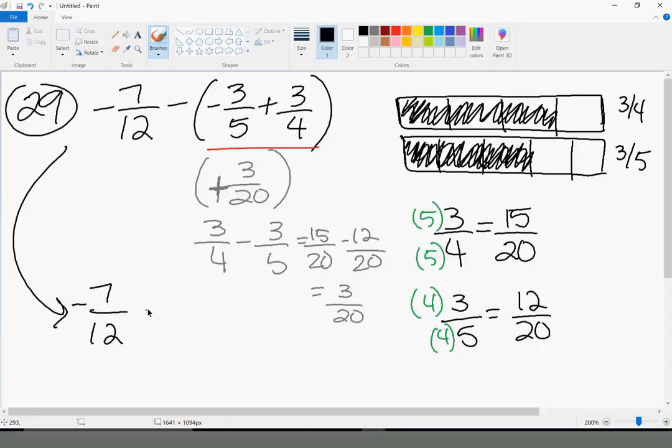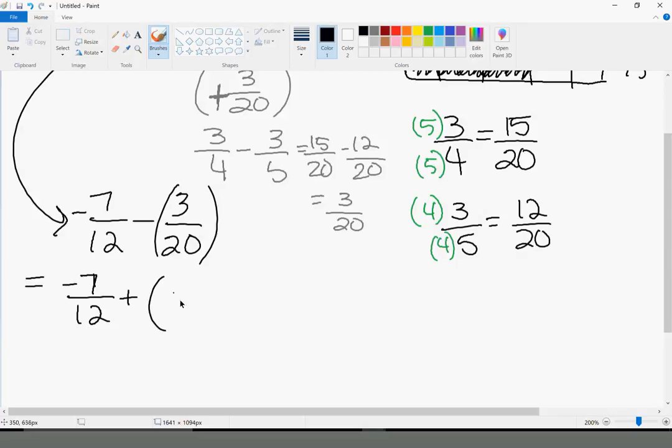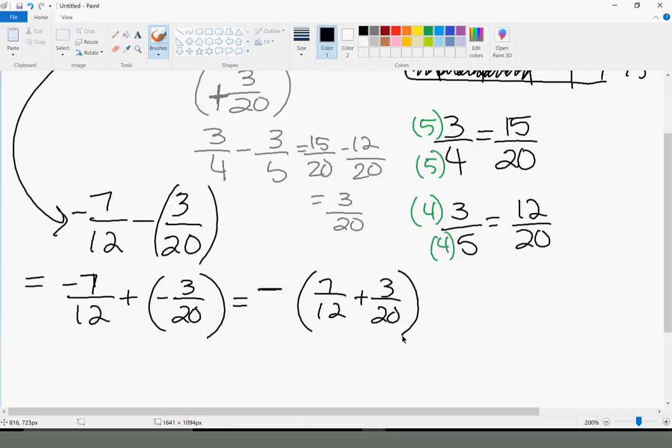So negative 7 over 12 minus a positive 3 over 20. Okay, that's positive. So again, we are now combining these fractions. We are subtracting, so if we change that to adding the opposite, negative 7 over 12 plus the opposite of 3 over 20. So we're adding integers with the same sign. So we're going to keep that sign, which is a negative, and then just add up 7 over 12 plus 3 over 20.